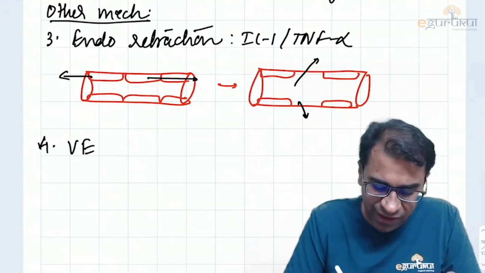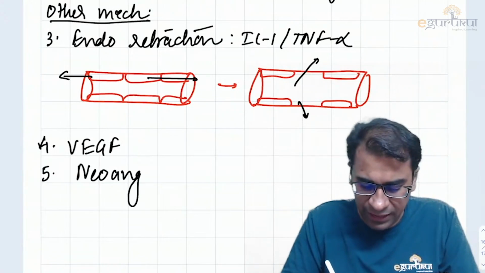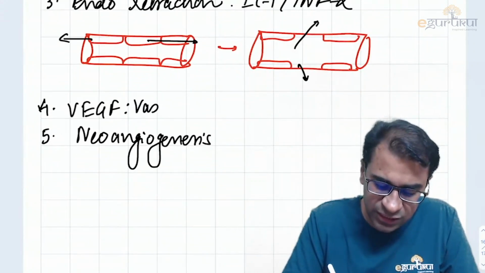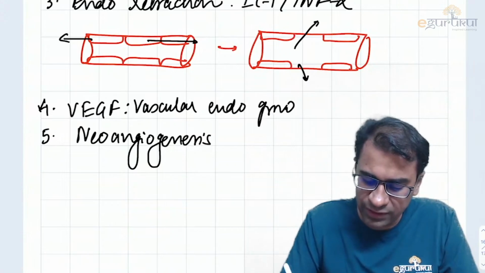The fourth one is vascular endothelial growth factor mediated, and the fifth one is neoangiogenesis. Okay, so VEGF stands for vascular endothelial growth factor.